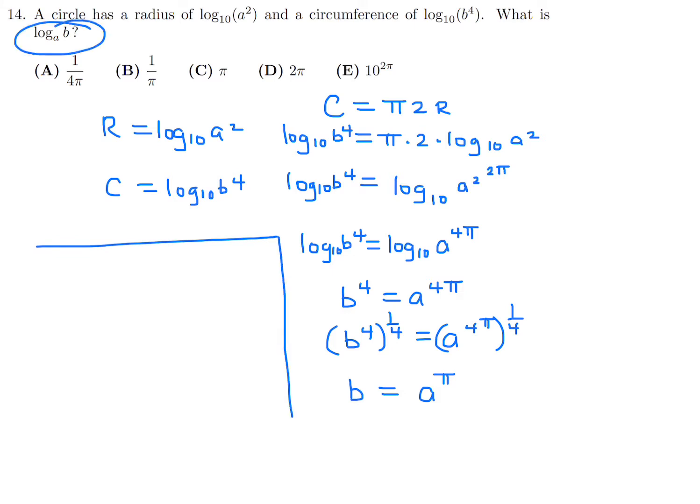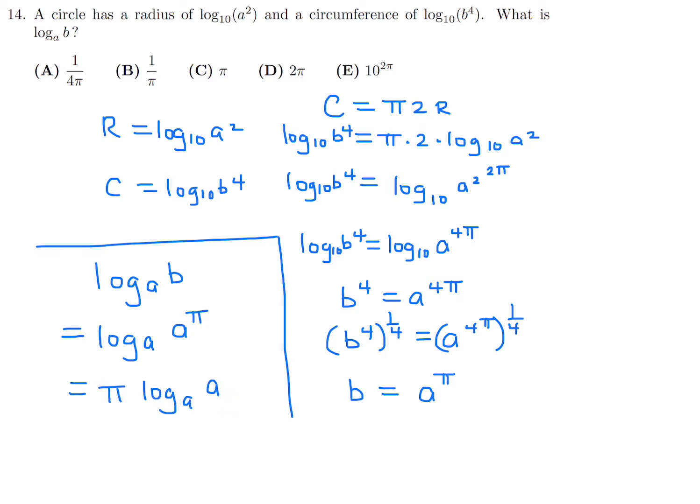Now they want you to figure out the log of b to the base a. So the log of b to the base a is going to be the log, well, b is equal to a to the power of pi, so substitute that in: a to the power of pi, base a. The pi then comes in front, times log of a to the base a. And this, if you remember, is equal to 1. And therefore this simplifies to just pi. So number 14, the answer is C.